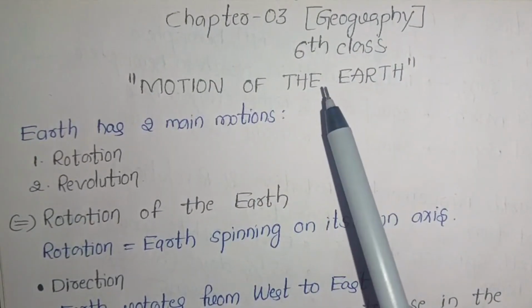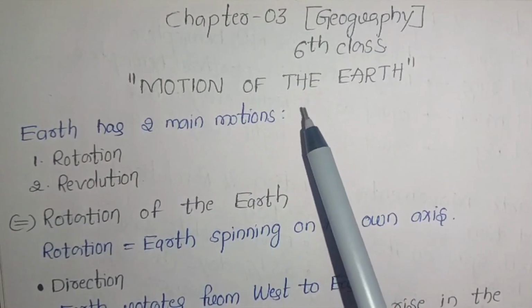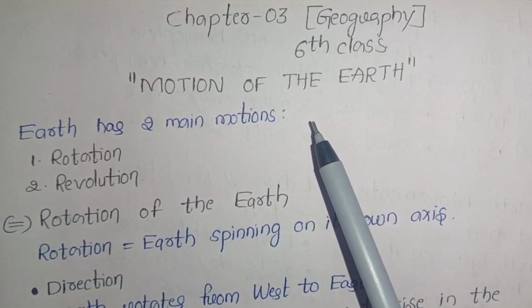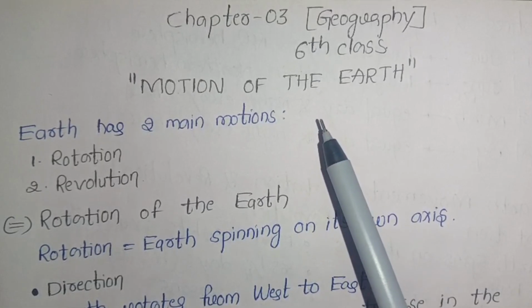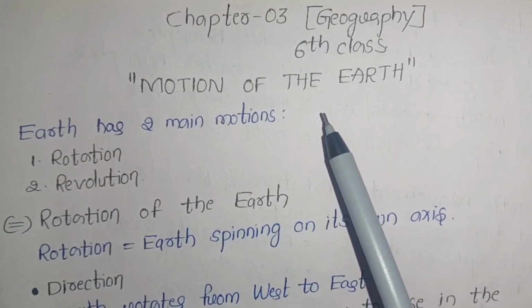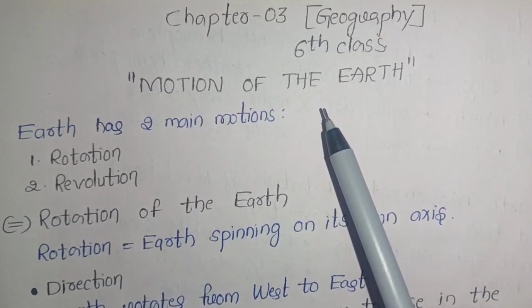Before discussing this, I want to give some introduction about this chapter. Have you ever wondered why we get day and night? Why do we have seasons? Why does February sometimes get 29 days? All these mysteries are solved when we understand two magical motions of the earth: rotation and revolution.